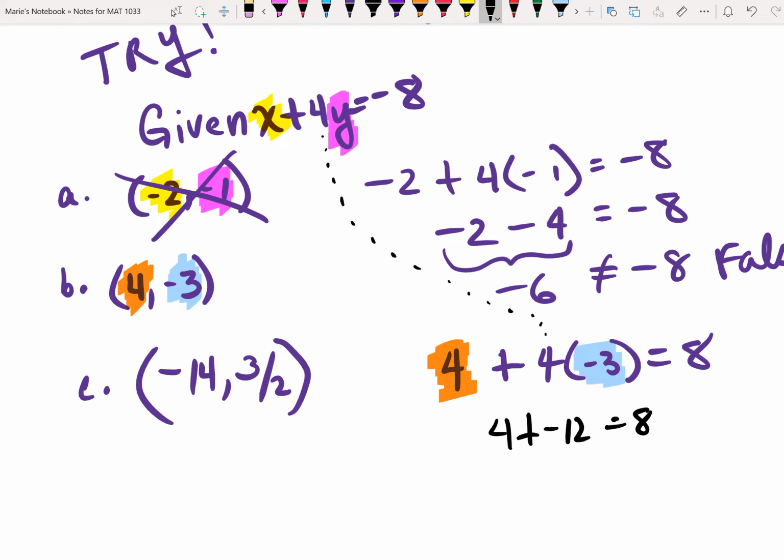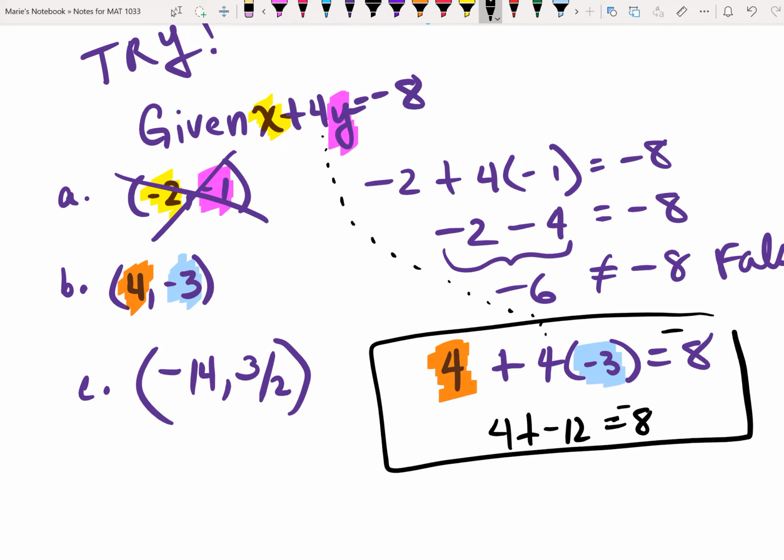Is that true or false? And in this case, this yields you a false again. Now if this were negative 8 instead, which I think I have here, this actually is true. Okay. And you do the same thing for the negative 14.